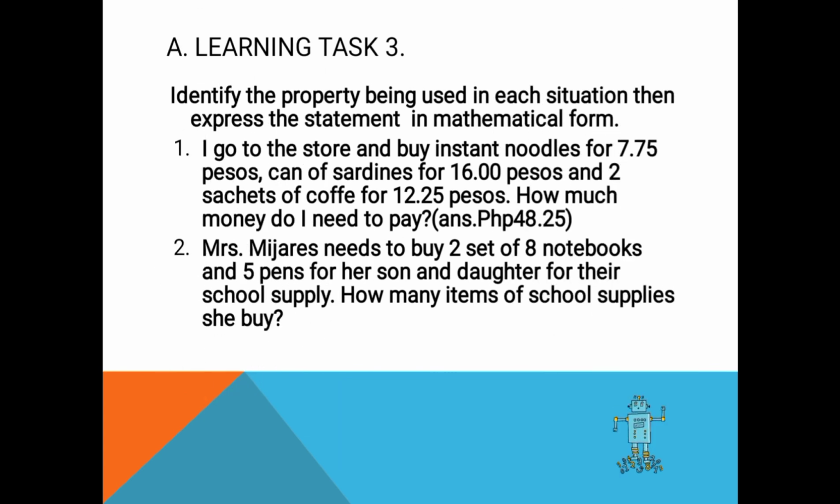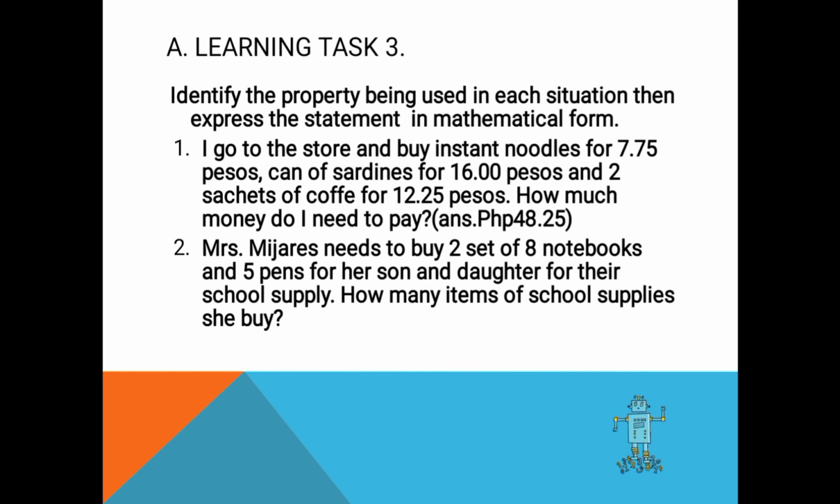Welcome back. Letter A, the learning task 3 is problem solving. Identify the property being used in each situation, then express the statement in mathematical form. Number 1 problem. I go to the store and buy instant noodles for 7.75 pesos, a can of sardines for 16 pesos, and 2 sachets of coffee for 12.25 pesos each. How much money do I need to pay?